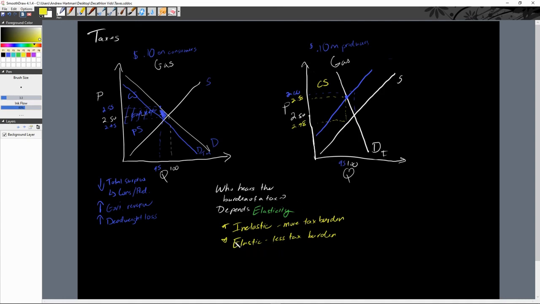Okay. So that about does it for taxes. The key things here: deadweight loss and the decrease in total surplus, and then how elasticity impacts it. If you're the more inelastic of the two curves, you're going to share more tax burden. When I say the two curves, I mean supply and demand. If supply is more inelastic, they're going to have more of the tax burden. If supply is more elastic, they're going to have less of the tax burden.